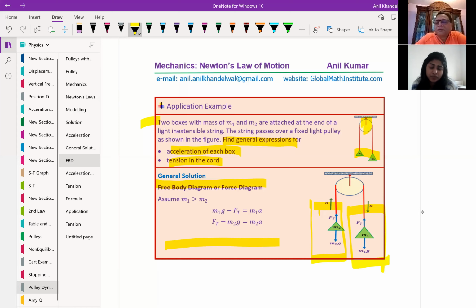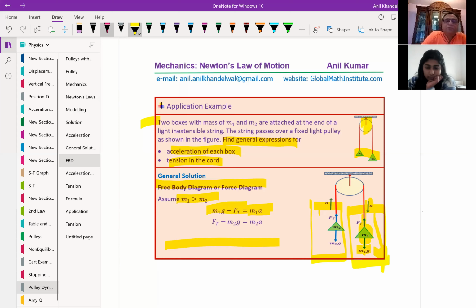Since M1 is moving downwards, clearly M1 is greater than M2. Based on that, we say it is moving at the same acceleration A. Now, tension is the force which is resisting the movement. From the first system of M1, we can write our equation: M1G minus the tension is M1A. Net force which acts at this point is the difference of force downward, which is the weight, M1G, and the upward, which is the tension. So that is our net force.